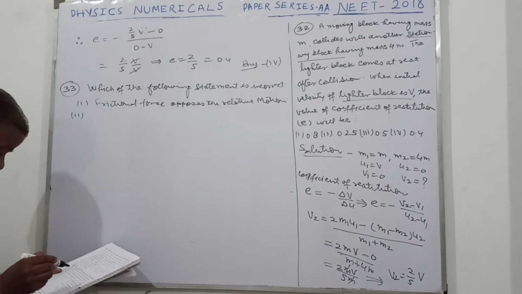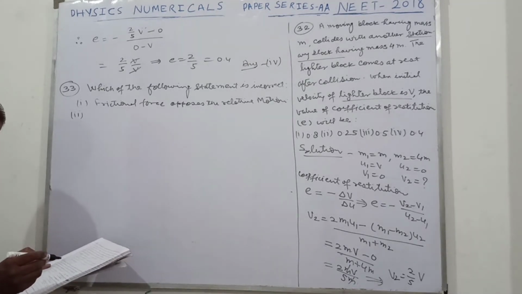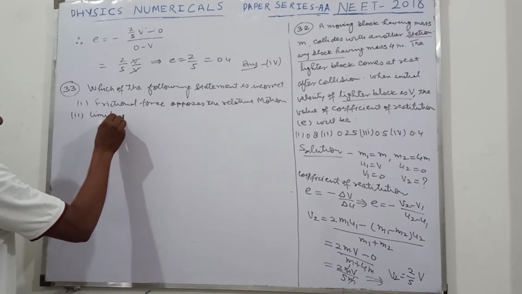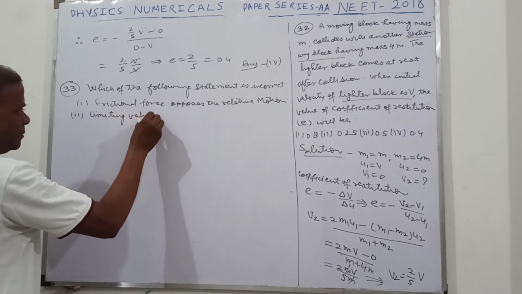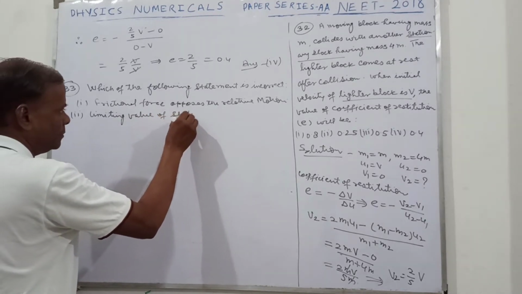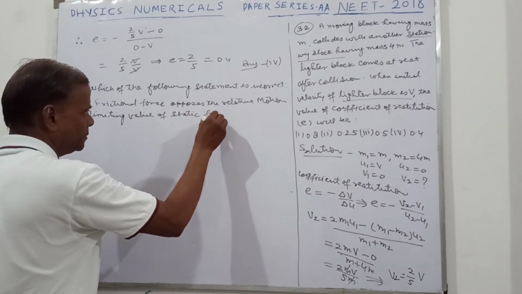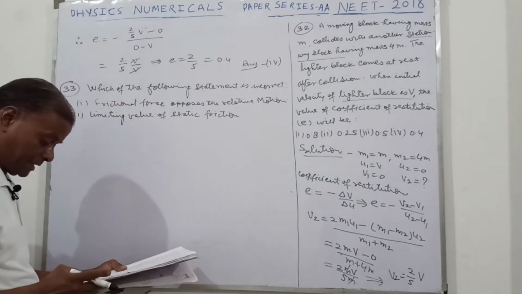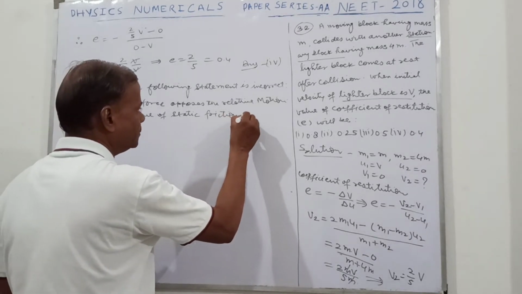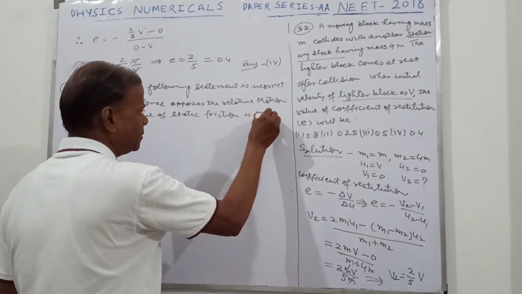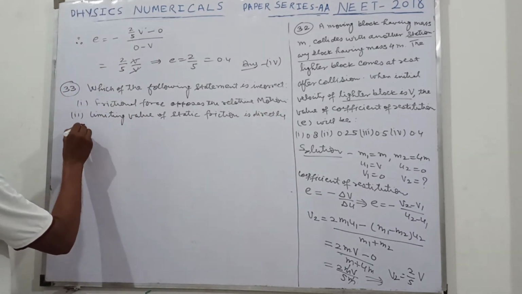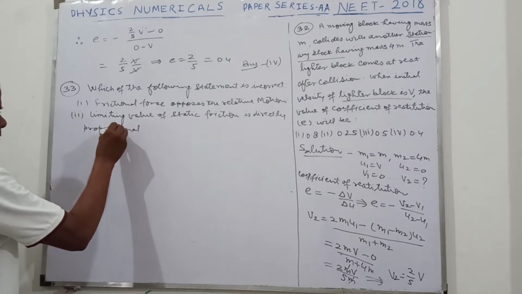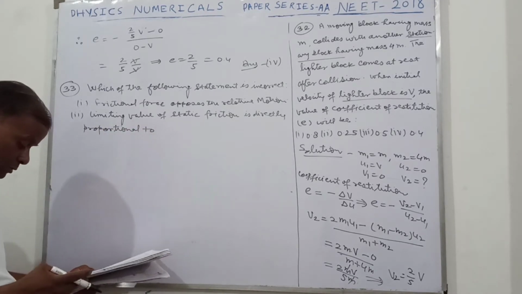Second statement is, limiting value of static friction is directly proportional to normal reaction.